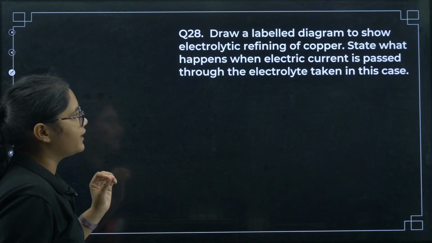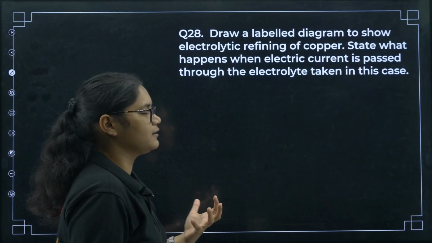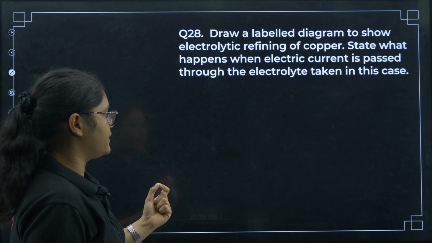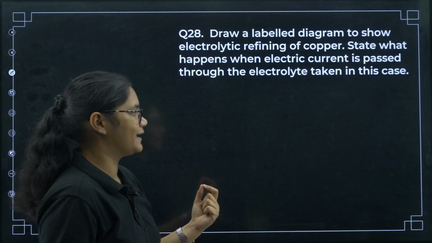Next we have: draw a labelled diagram to show the electrolytic refining of copper. Very common question. State what happens when electric current is passed through the electrolyte taken in this case.